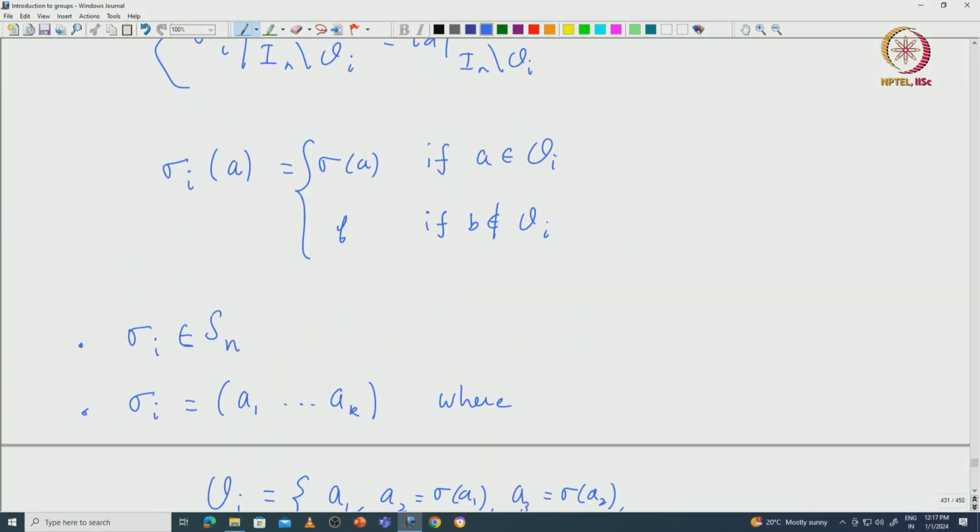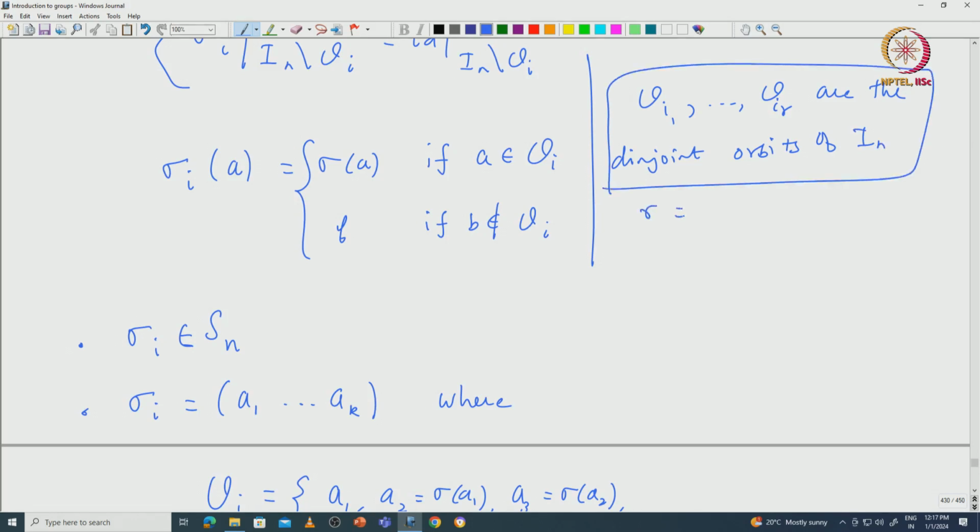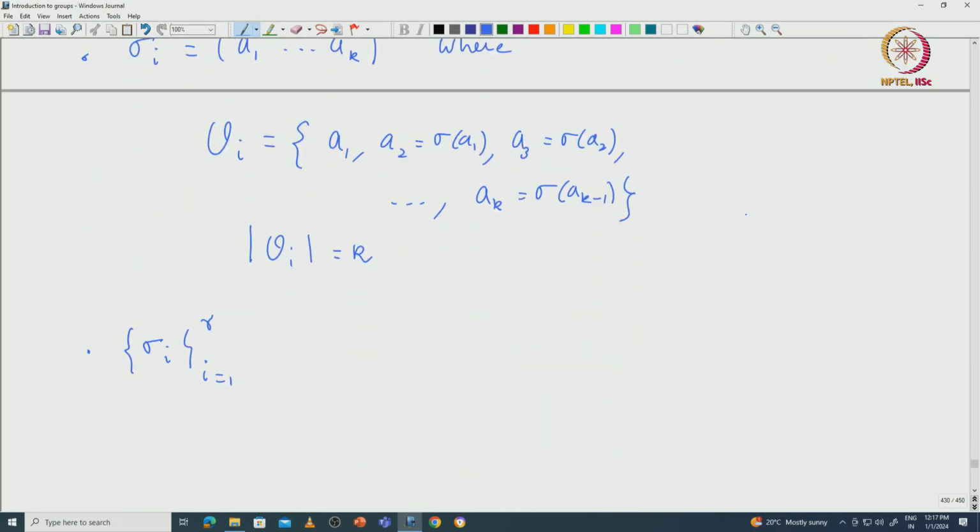Let us call them O_{i1} etc., O_{ir}, the distinct or disjoint orbits of the action. So that r is going to be nothing but the cardinality of lambda. Now you can see that these are all mutually commuting cycles.